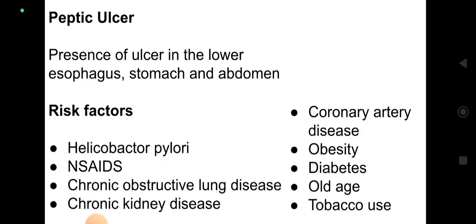Now, peptic ulcer. They are present in the lower esophagus, stomach, and duodenum. Risk factors are Helicobacter pylori, NSAIDs, chronic obstructive lung disease, chronic kidney disease, coronary artery disease, obesity, diabetes, old age, and tobacco use.